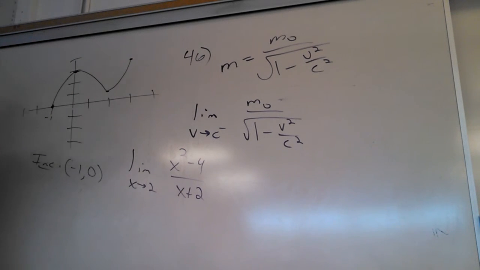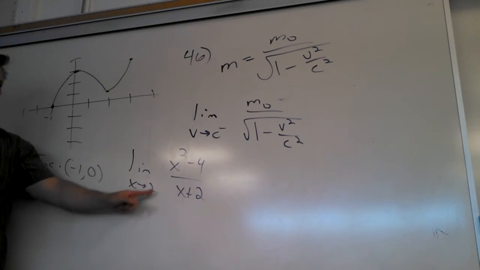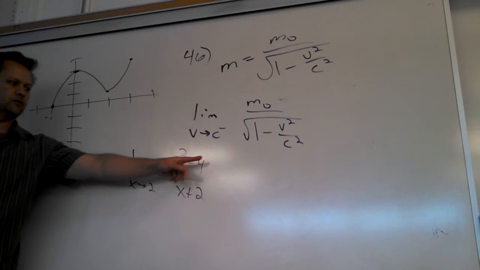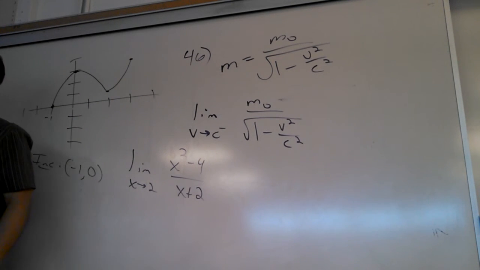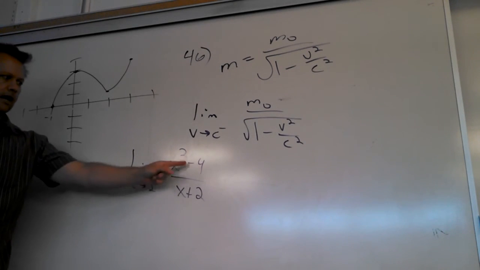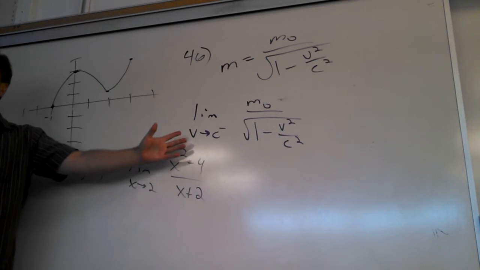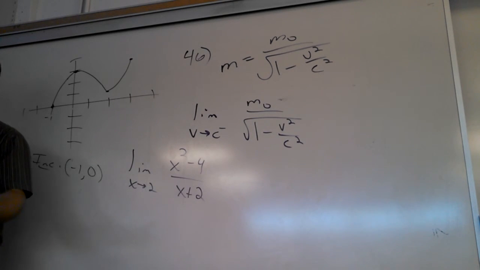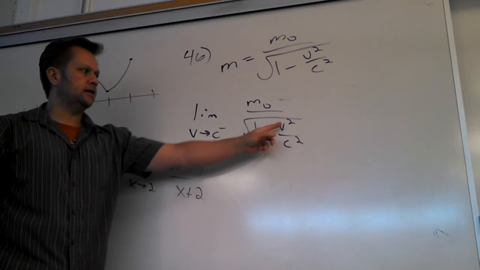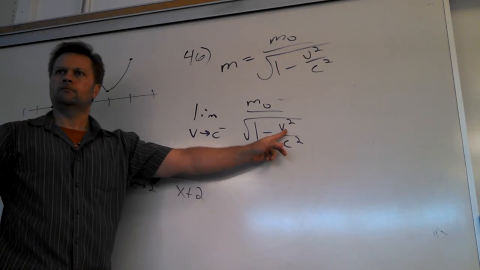And people are factoring and doing all this weird stuff. Plug a 2 in. 2 squared minus 4 is 0 over 4 is 0. I'm done. Next question, please. Do you guys understand what I'm saying? It's only at weird places. At nice places, 2 is nice. It's defined, it's beautiful, the limit is exactly what it's supposed to be. No problem. So if I try to plug a c in, what happens?